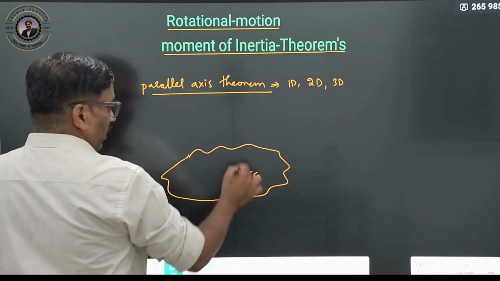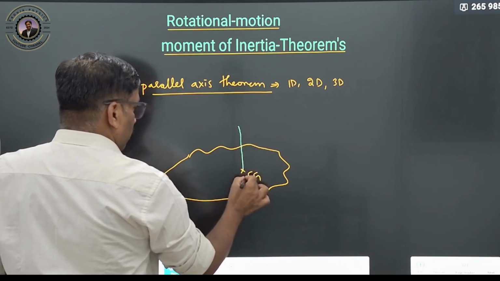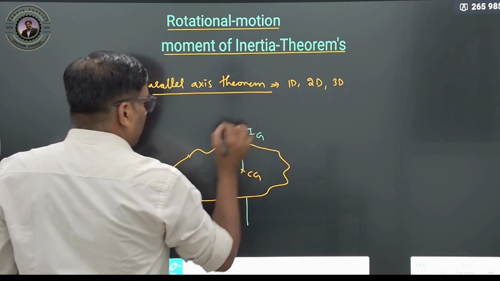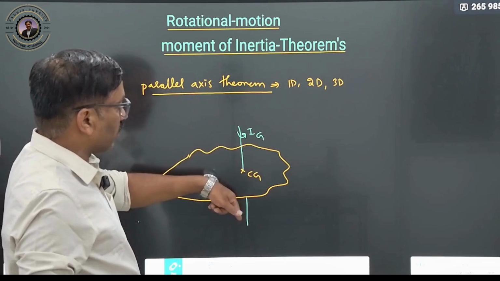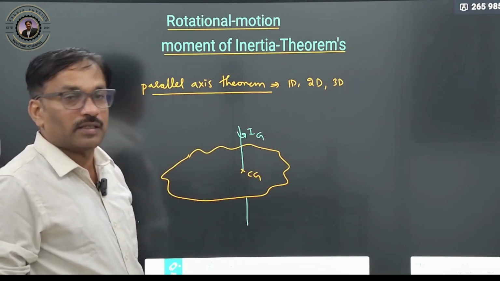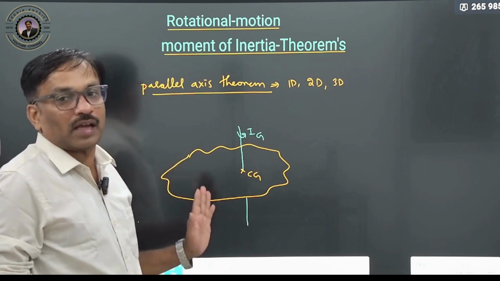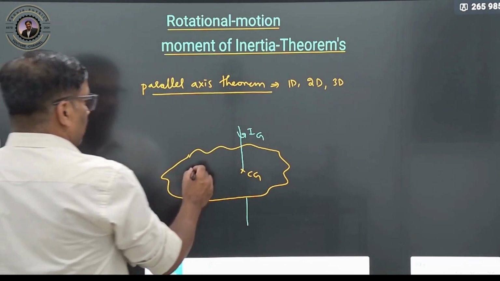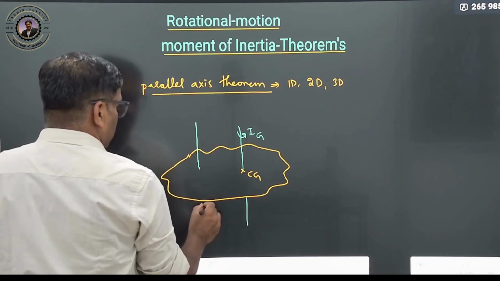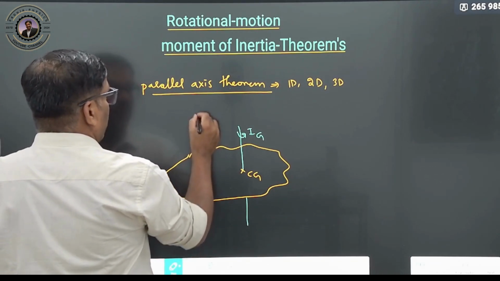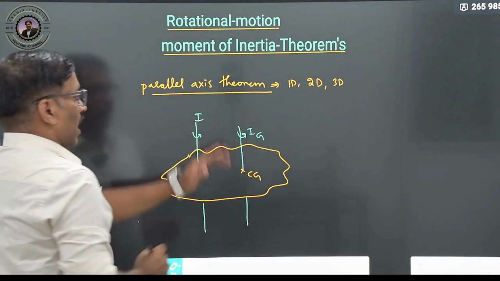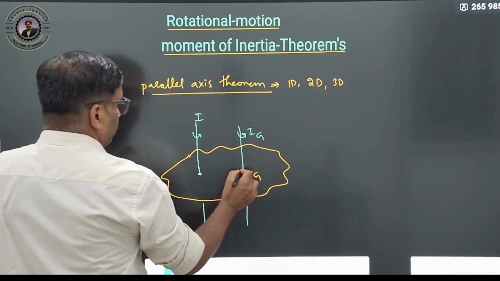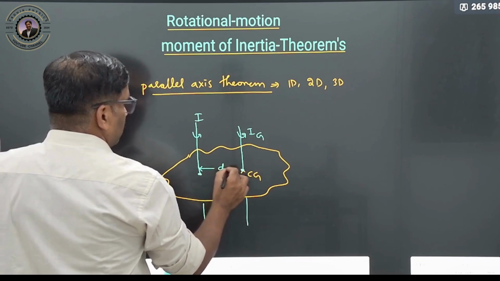Along the center of gravity, there is an axis passing through it. The moment of inertia about this axis we can write as Ig, the moment of inertia about the axis passing through the center of gravity. Now you have to select any axis which is parallel to this one, where we want to calculate the moment of inertia. This parallel axis is at some distance d.